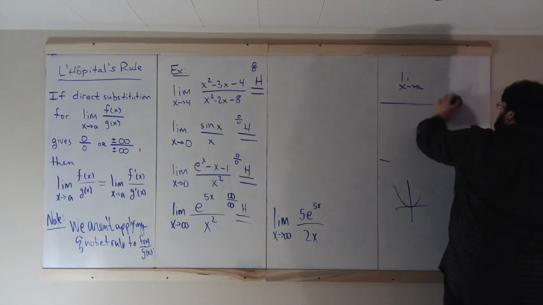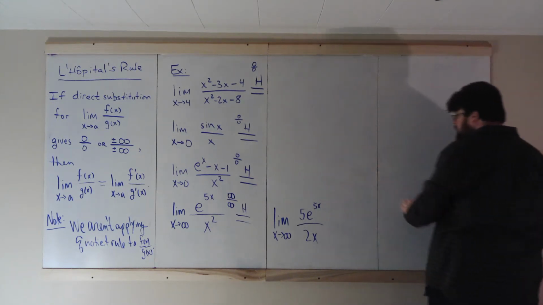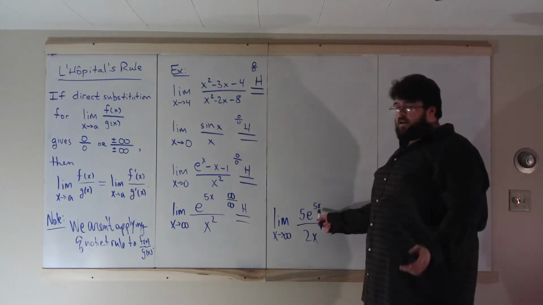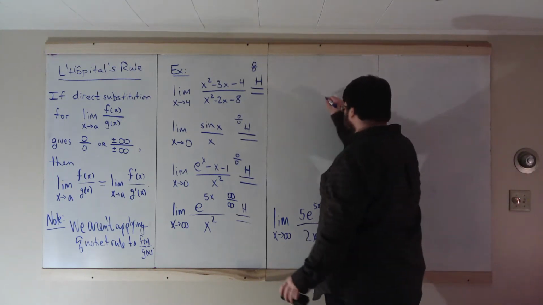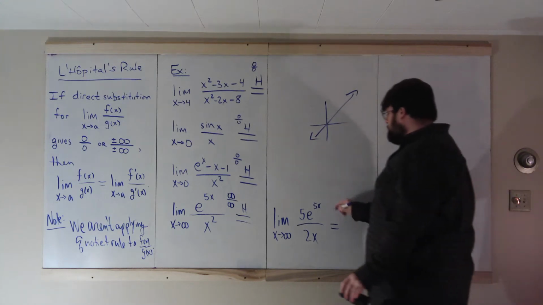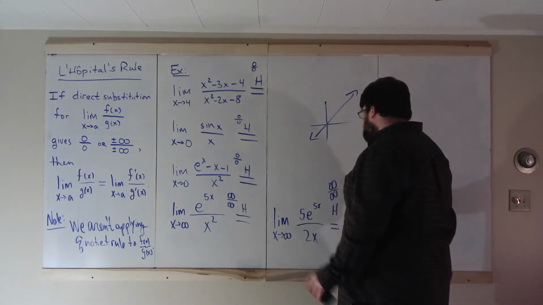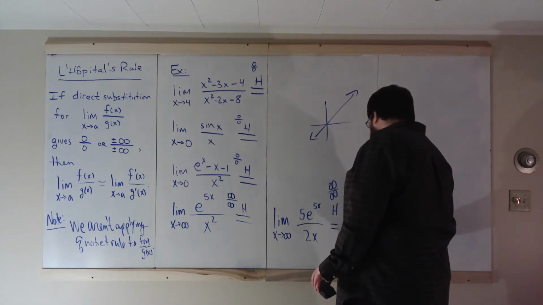Well, we have a new limit to take. What happens as x goes to infinity here? Well, e to the 5x, again, is going to go to infinity by a graph like that top one. 2x is just a line with positive slope. So that's also going to go off to infinity. So we get another infinity over infinity form. And we can apply L'Hopital's rule a second time.